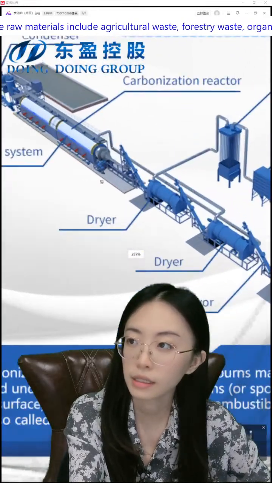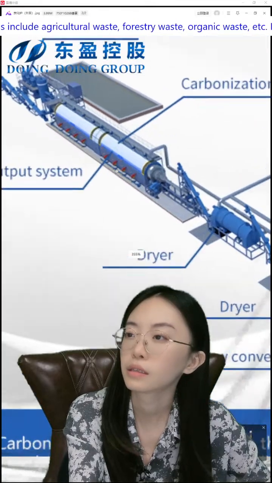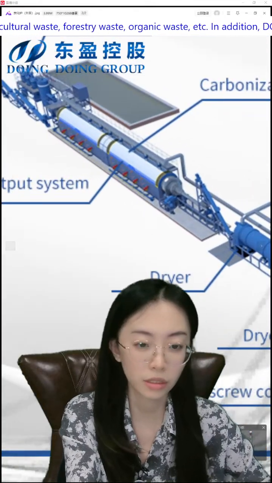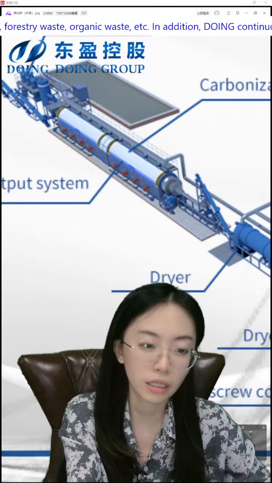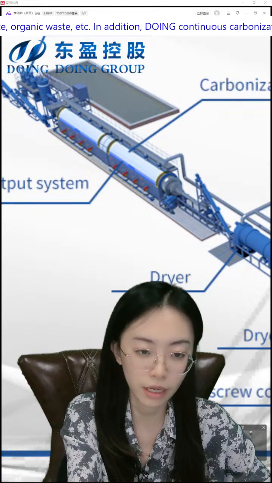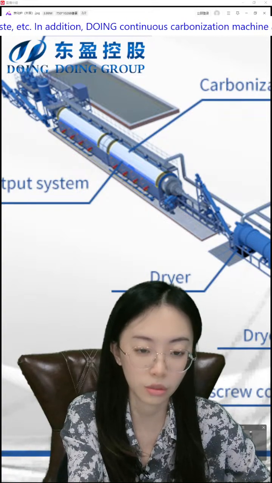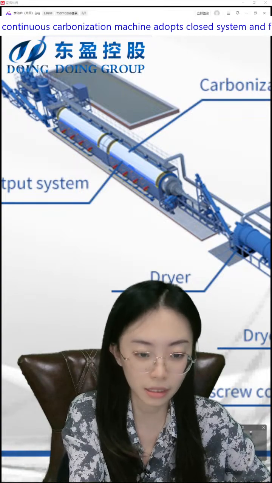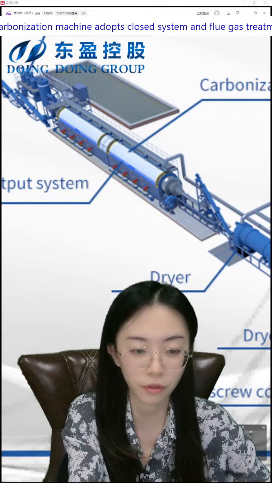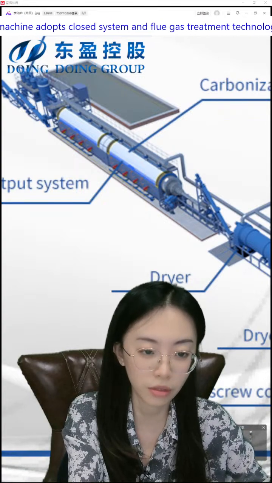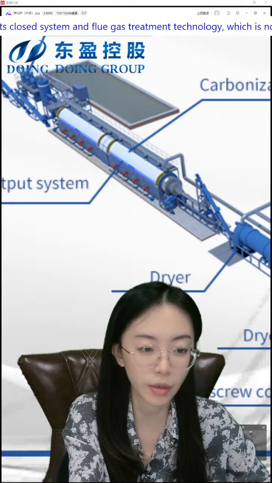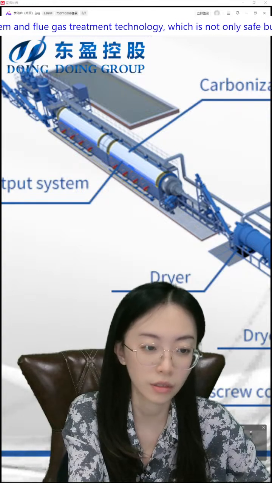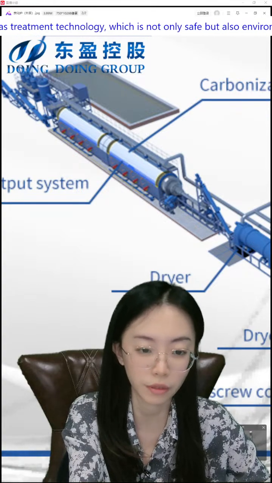Okay, let's enlarge this video, this layout. The raw material of the reactor is different from the drying machine, while we use stainless steel or Q345R material. And inside it there is a spiral plate to push the raw materials forward.